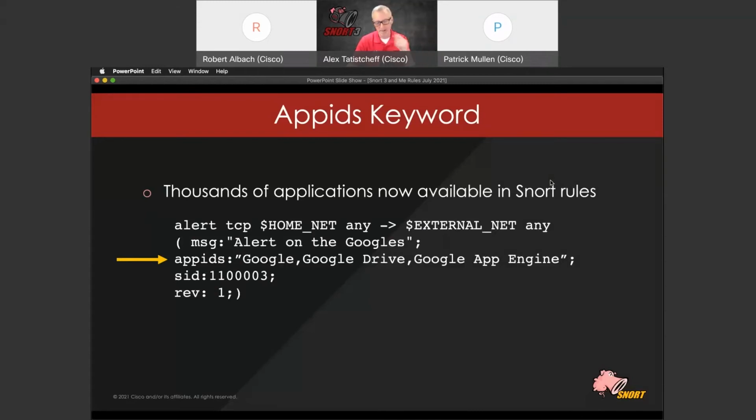In this case, I said, learn on the Googles. So I put in there Google, Google Drive, Google App Engine. Let's use those as examples. There are several thousand services or applications you can use in there. So if you want your rule to work for a specific application, you can put that in the rule as well now.